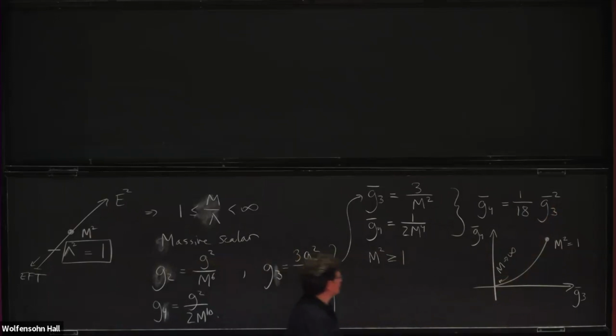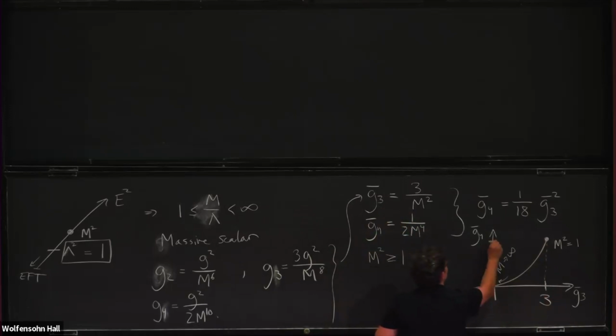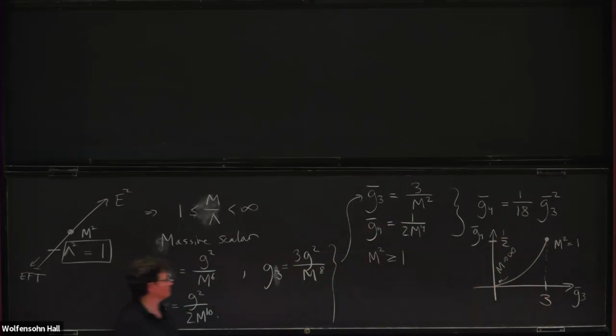Okay, that's what it is. And I have to look at my scale: the highest value I can get for G3 is 3, because as m squared goes to 1 up here, I get 3 for G bar 3. At the same time, the value that goes on the vertical axis, the G4 axis, is going to be 1/2. Okay, so now I know that at least these parameters should be allowed in my space.